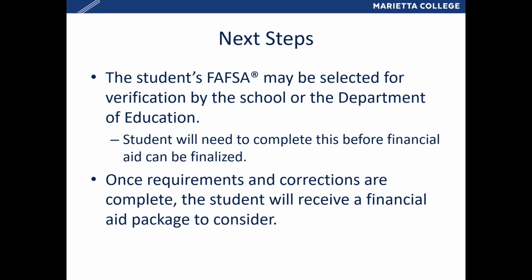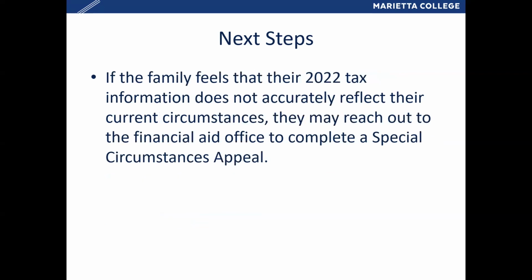Some other things to note. The student's FAFSA may be selected for verification by the school or the Department of Education. Verification typically just means that they want to verify that all the information on your FAFSA data is correct. So if the student is selected, the student will need to complete this before their financial aid offer can be finalized. And once requirements and corrections are complete, so students corrected any mistakes on the FAFSA, they completed verification if they were selected, etc., they will receive a financial aid package to consider from the schools that they selected.